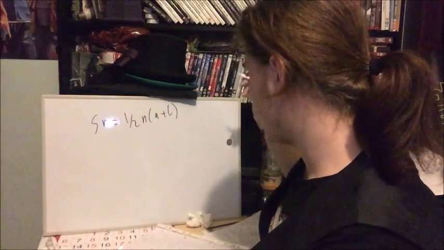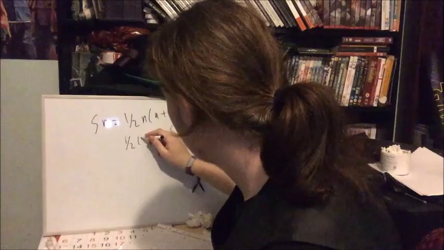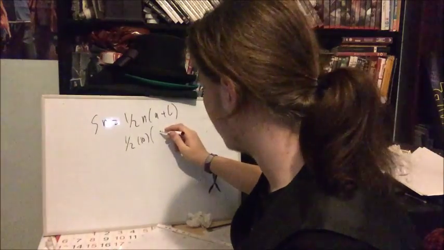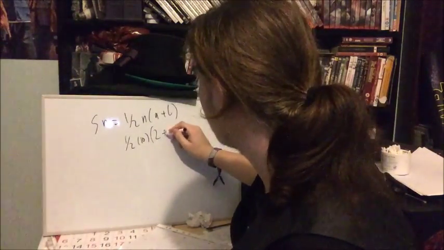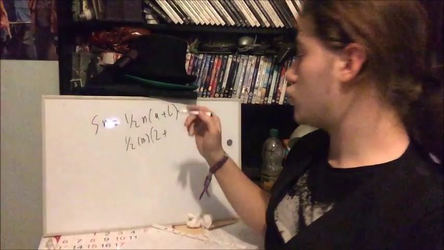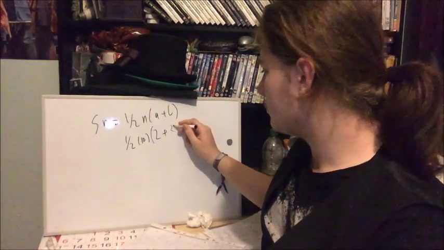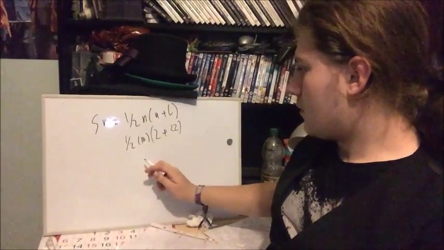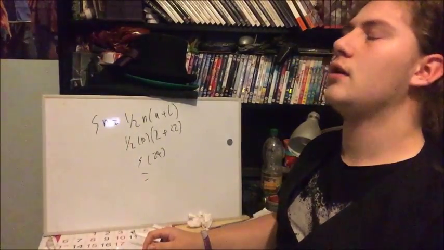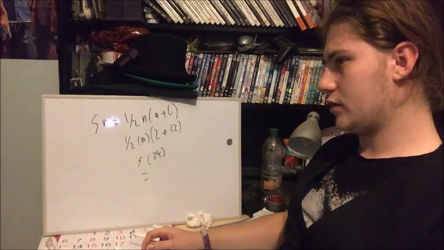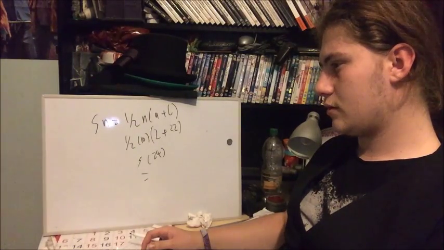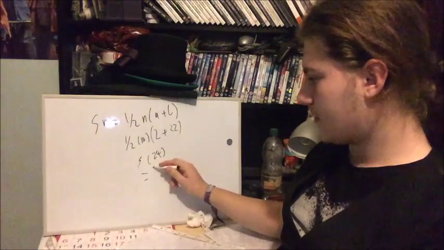So if we use the same one again, half times 10 times, a was 2, I think. Plus, let's imagine our last term is 22. Then we would get 5 times 24, which is... oh, fucking hell. Alright, 5 times 24 is... I think it's 120.